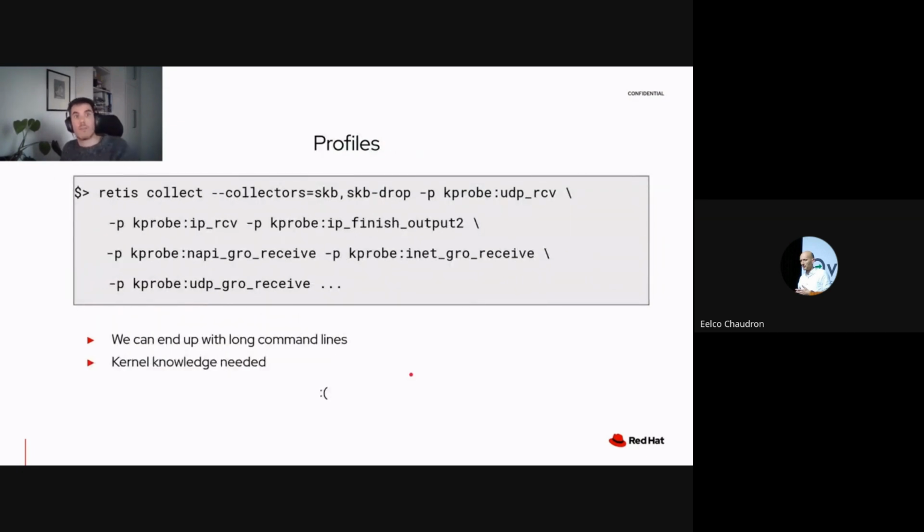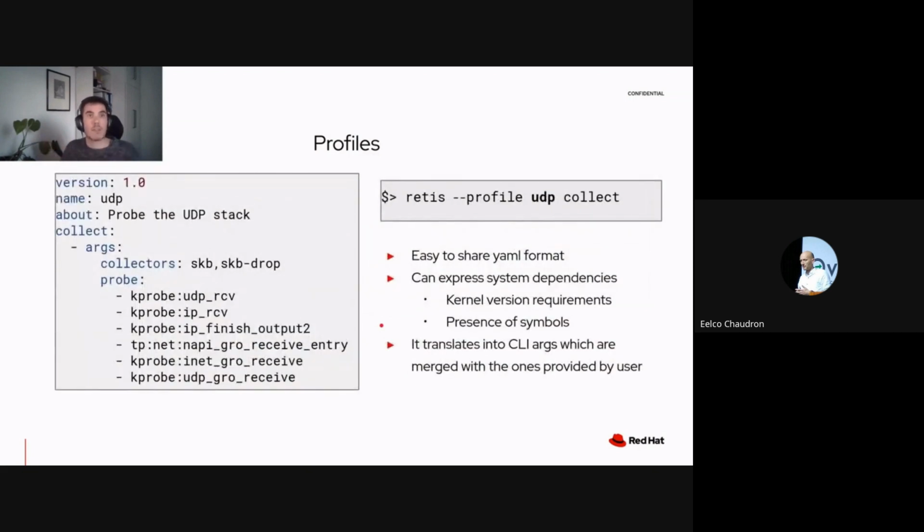And then we have some other features such as profiles. Profile is a feature that we added because we ended up having very long command lines like this one, which require kernel knowledge and are just tedious to write. So these kinds of commands can be collapsed into essentially a YAML file. You can write a YAML file, share it, combine it with other YAML files, and this will make Retis have the same behavior with a much shorter command line.